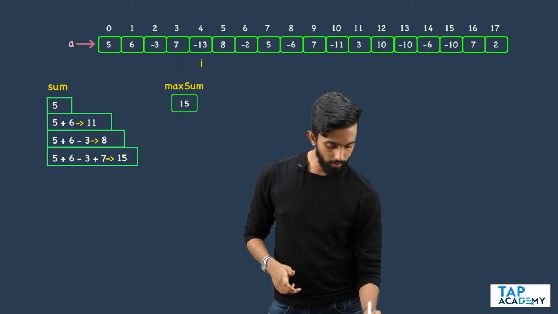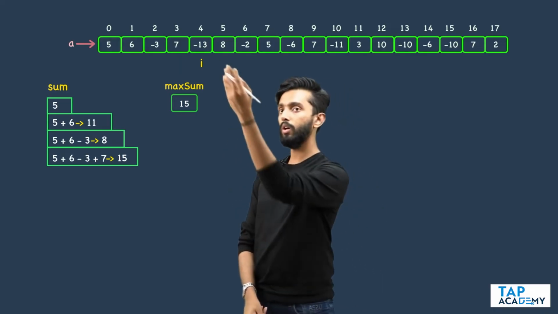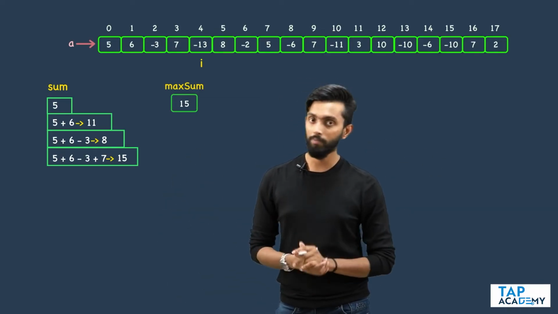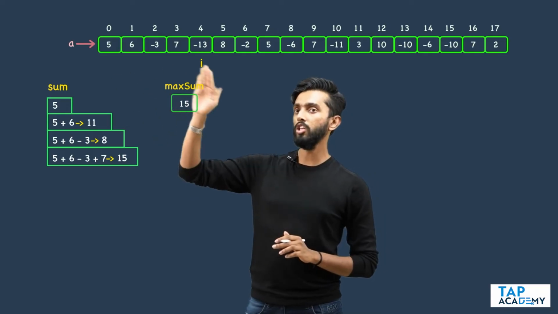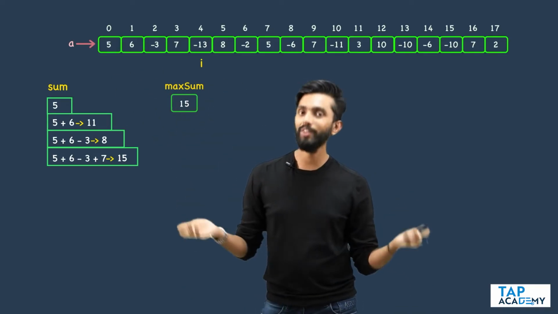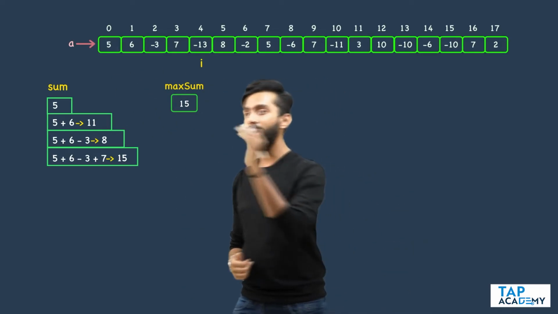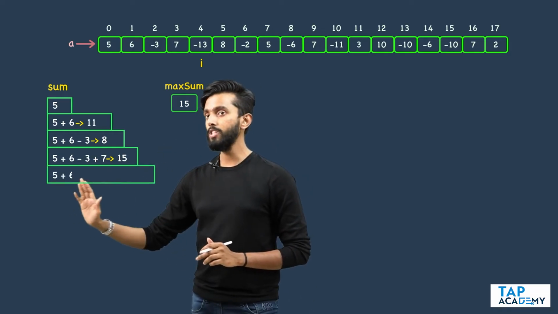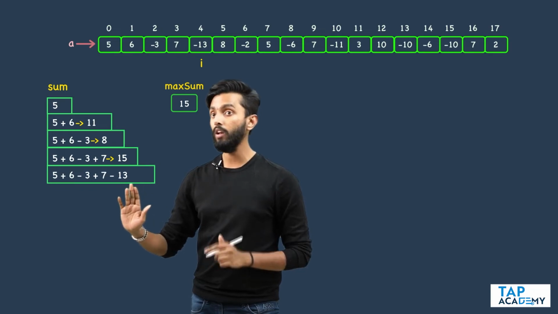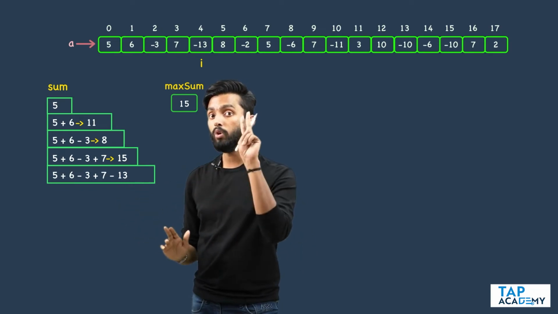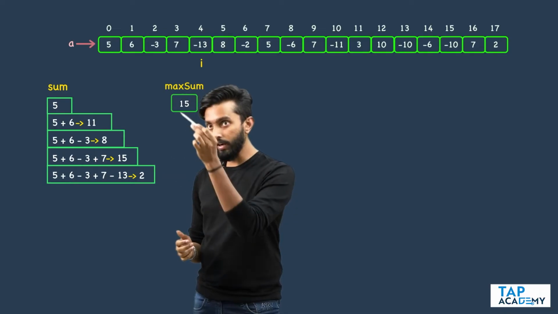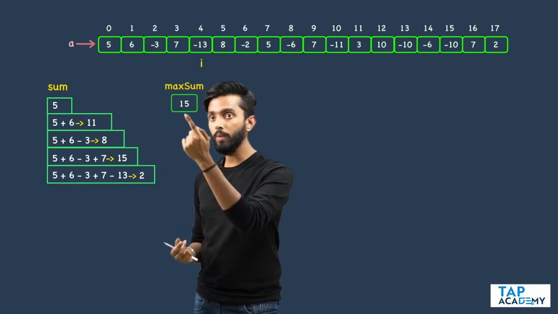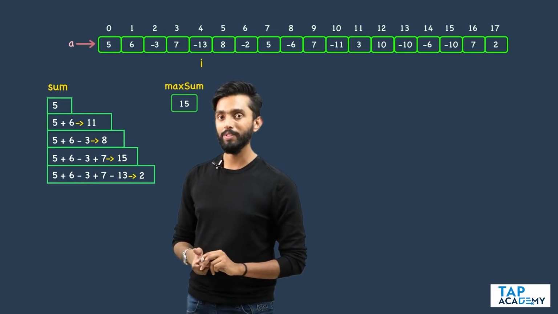Similarly, now I will move I forward. If I move I forward, look at this guy. He is sinking in loans. Minus 13. I hope you are able to understand. Now, why will these people help a guy who is under loss? They are Gujaratis. And hence, they will help. And if they decide to help that guy, 5 plus 6 minus 3 plus 7 minus 13. What is the sum going to become? 2. Is 2 greater than max sum? No. 2 is not greater than max sum. If 2 is not greater than max sum, don't update. I hope you are able to understand.